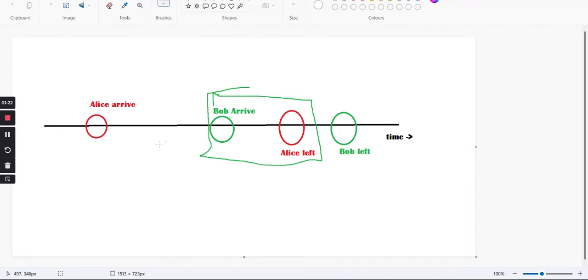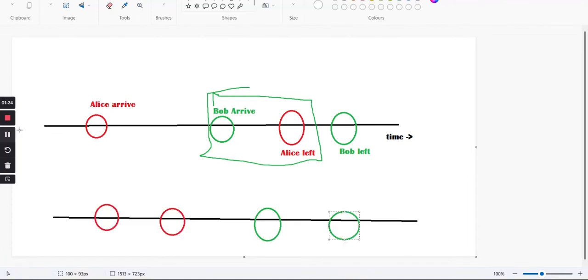And there could be another case also. In this case Alice arrives, Alice leaves, then Bob arrives, and then Bob leaves. So in this case there will be 0 days to count, because they are arriving and leaving at different times.